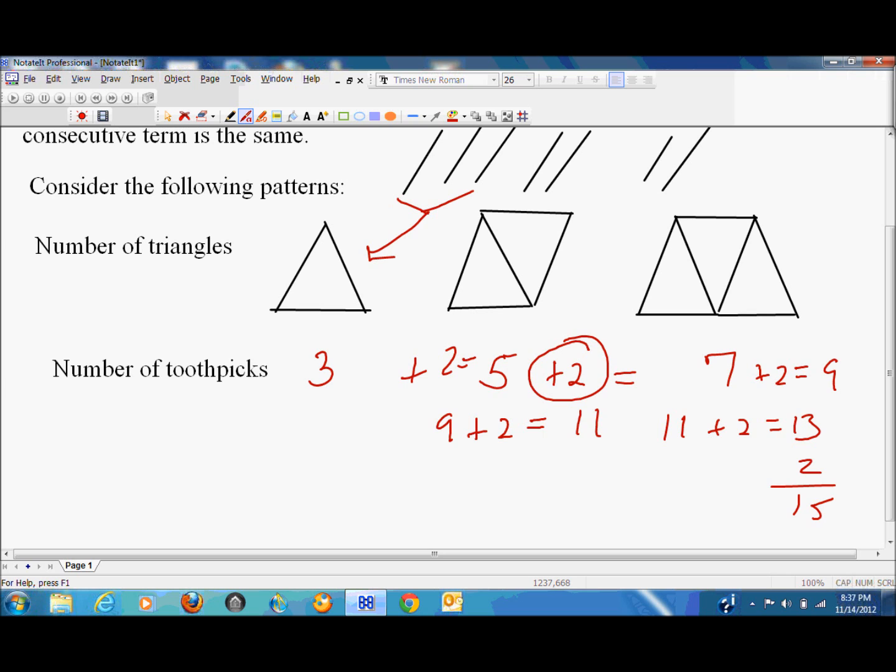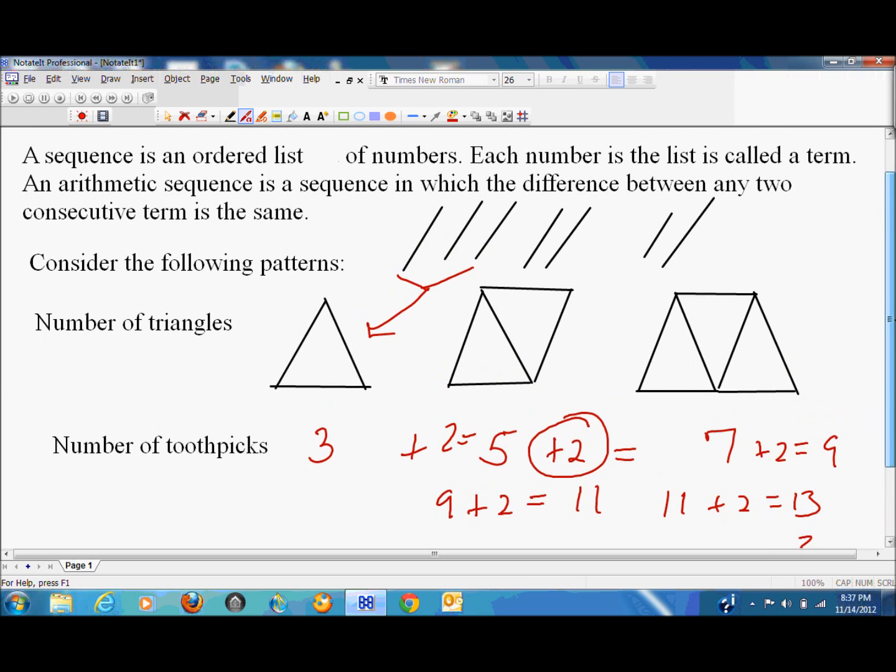What I want you to understand, just by looking at this, is that the number of toothpicks needed for each pattern forms a sequence. We just talked about how a sequence is a list of numbers, and you see how we actually created the numbers.